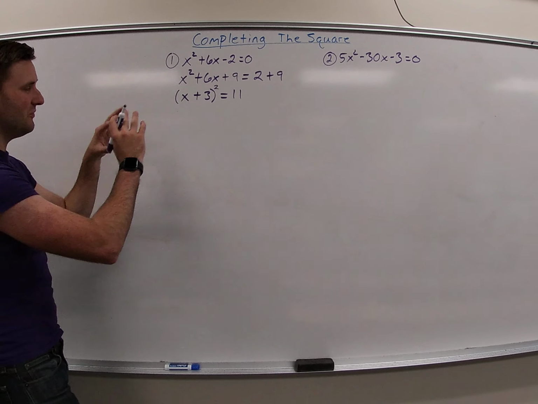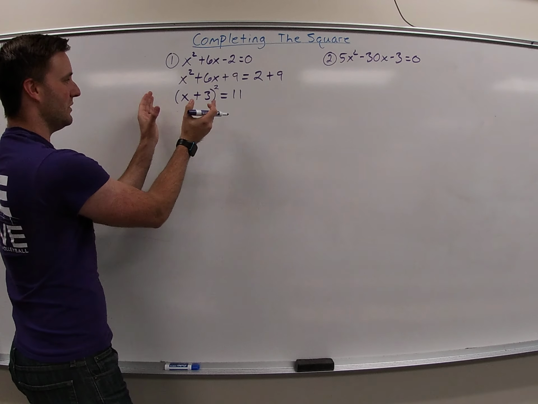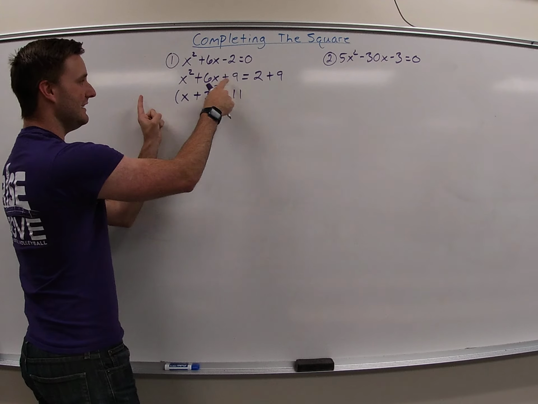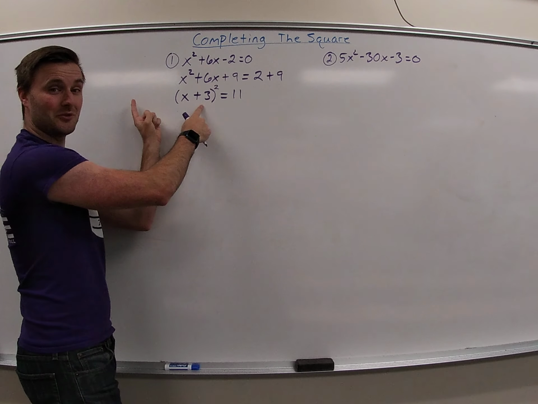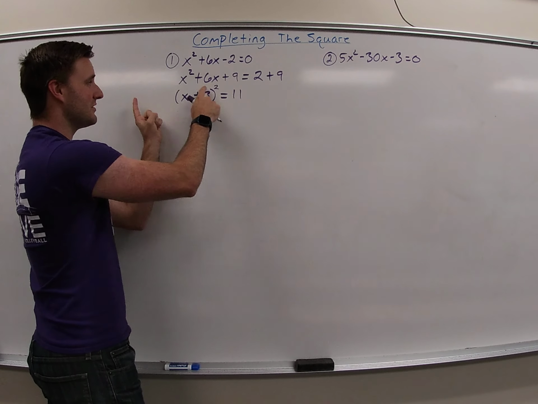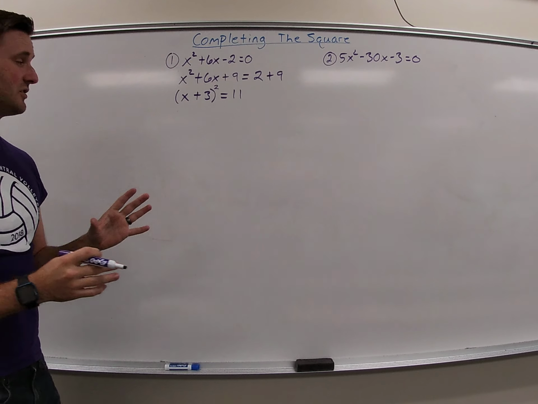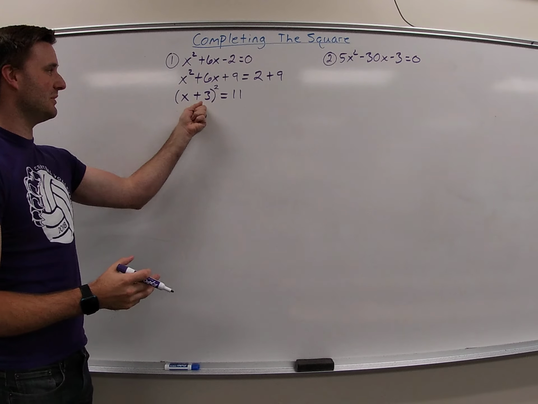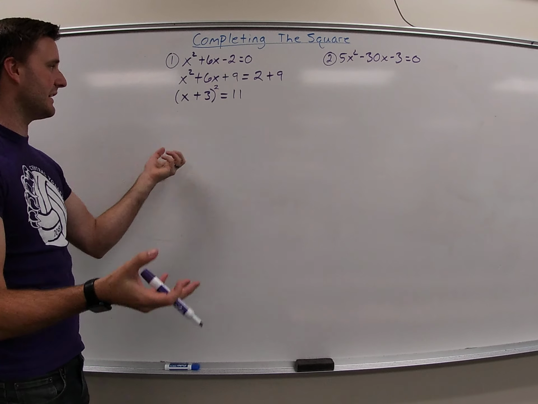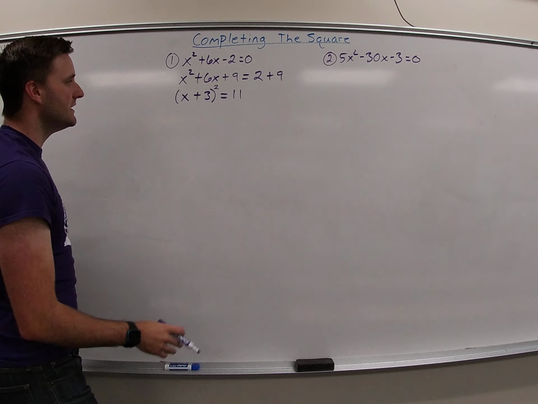So what we did is we forced this to be a perfect square. Two numbers that multiply to 9 that add to 6 are 3 and 3, right? 3 times 3 is 9. 3 plus 3 is 6. So we manipulated and forced this to be a perfect square. So now it was factorable, and we got x plus 3 times x plus 3, or x plus 3 squared.